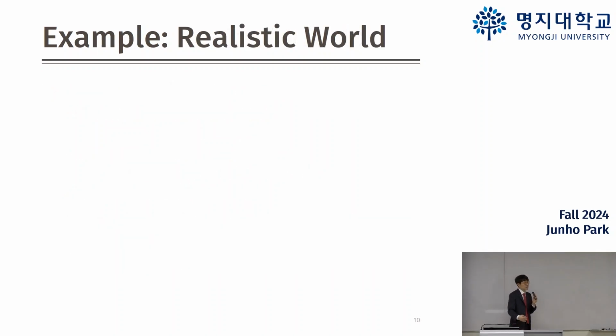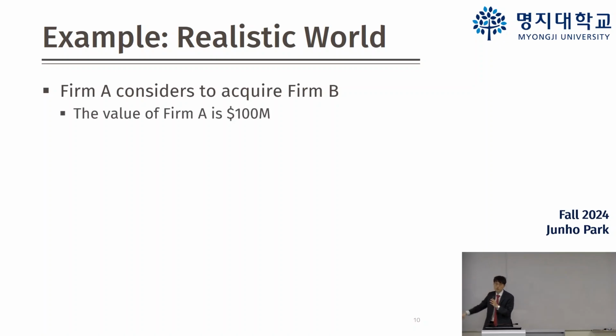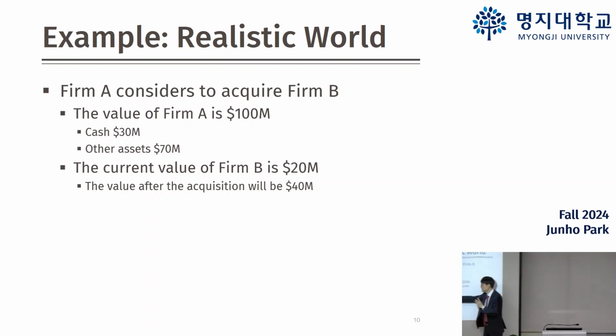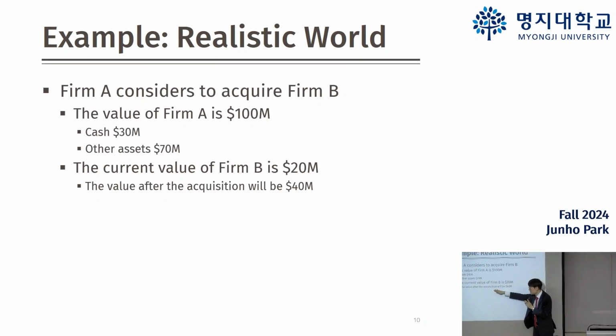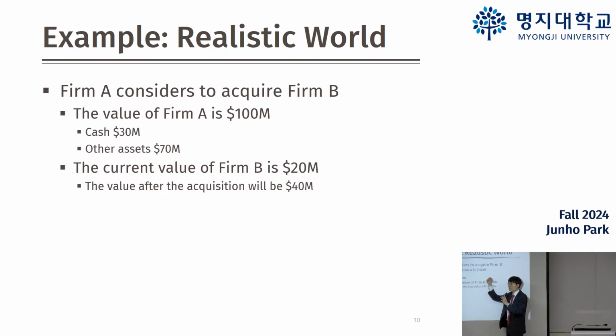Then why, in reality, can we see some mergers and acquisitions? This is because something changes. So let's modify the assumption slightly. The value of company A is still 100 million. The value of company B is still 20 million today. However, for some reason, after the acquisition, let's say company B's value can be 40. So there is an increase when firm B is controlled by firm A.